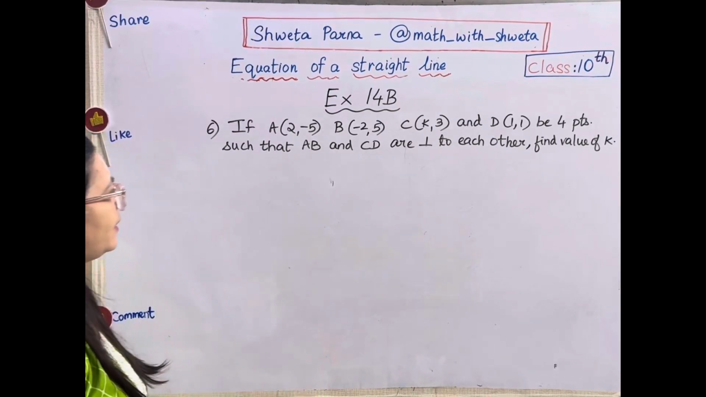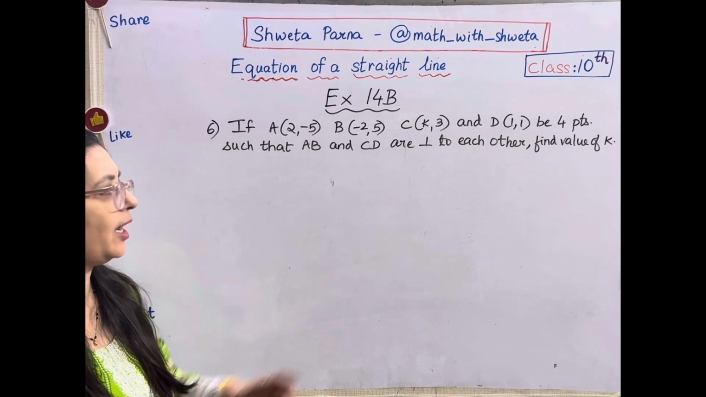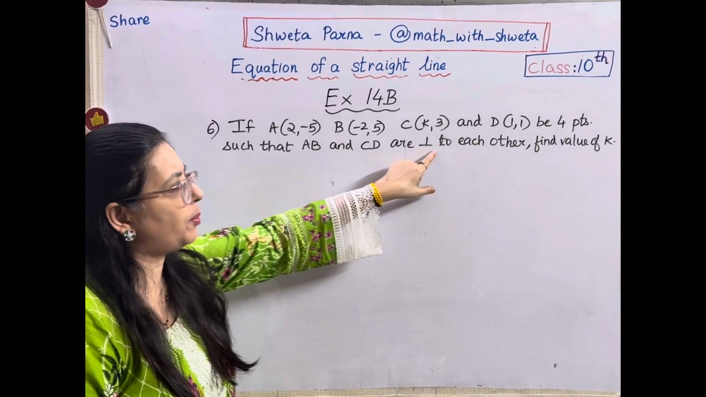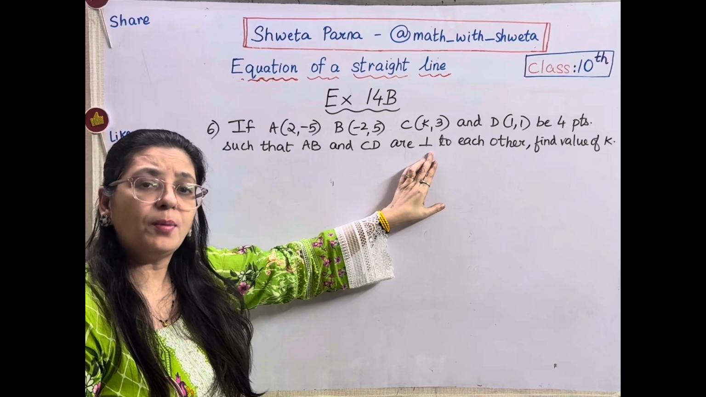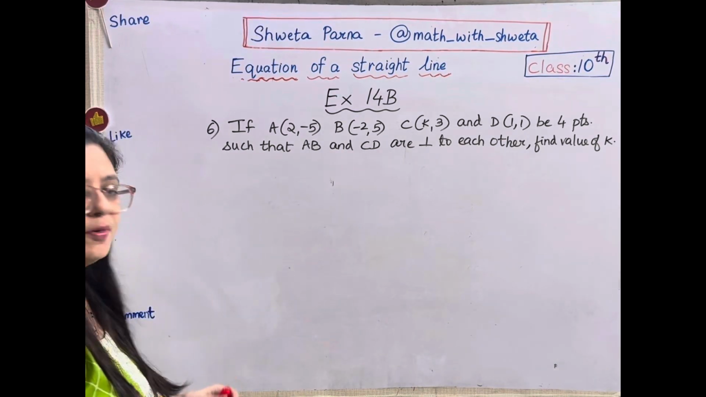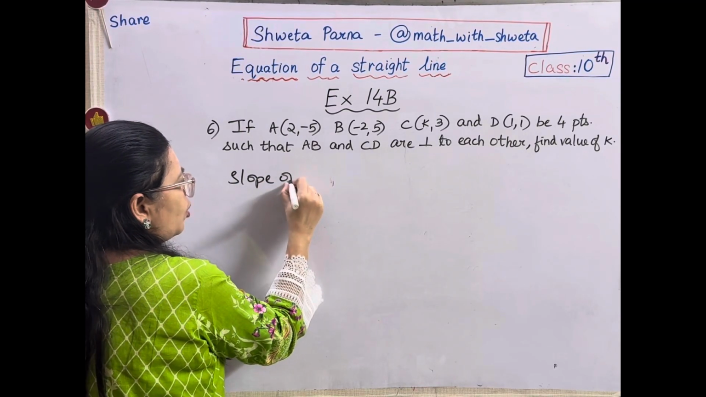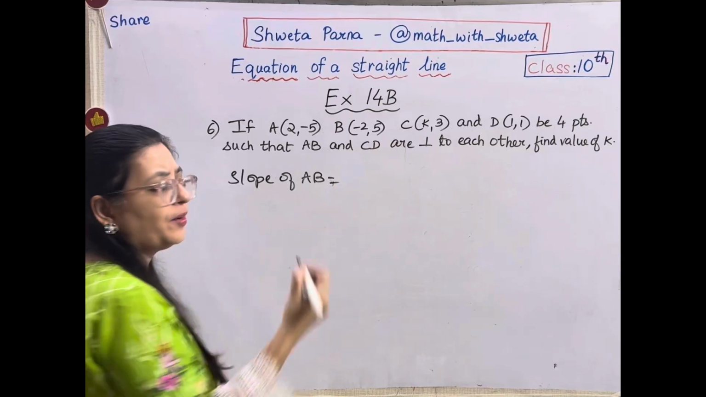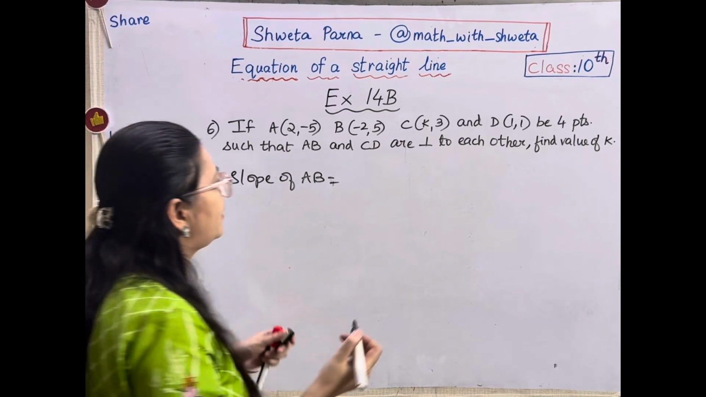Let's do question number 6. If A, B, C and D are 4 points such that AB and CD are perpendicular to each other. This sign means perpendicular. That means they form a right angle to each other. Find the value of k. So first you will have to find the slope of AB. Come on, what is the formula to find the slope? y2 minus y1 upon x2 minus x1.